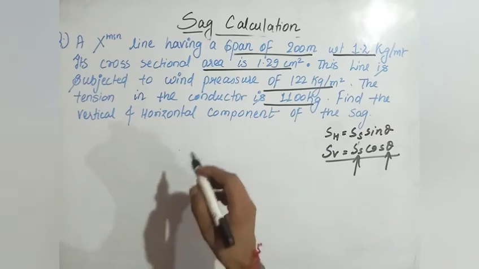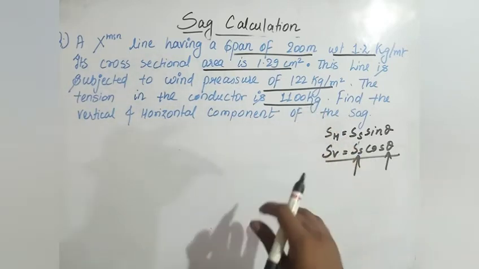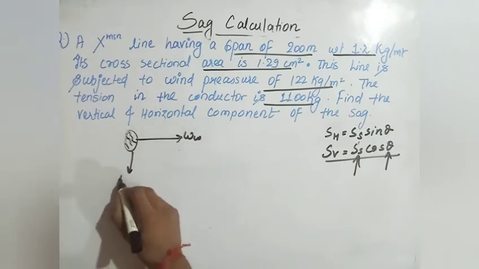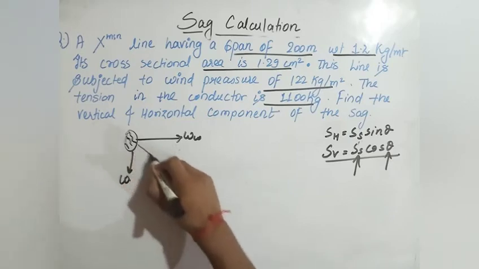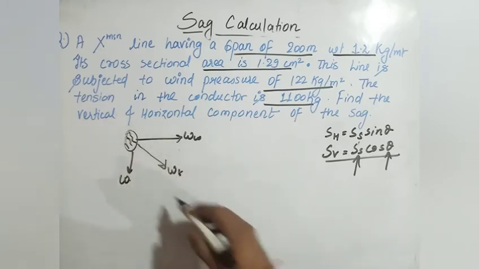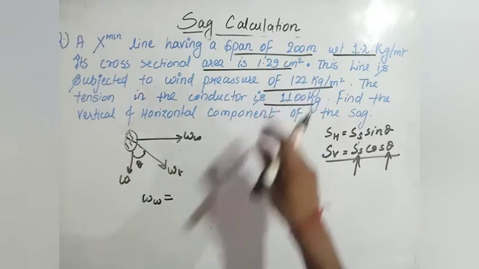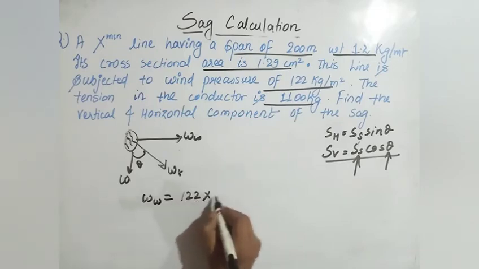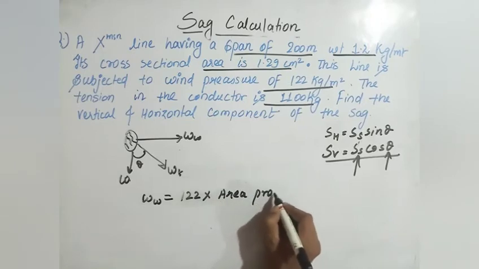So in this they have not mentioned weight of ice. So wind weight is acting in this direction and weight of the conductor is acting in this direction, and this will be the equivalent weight. So wind pressure is given 122 kg per meter square. So weight of wind is equal to wind pressure into area projected.